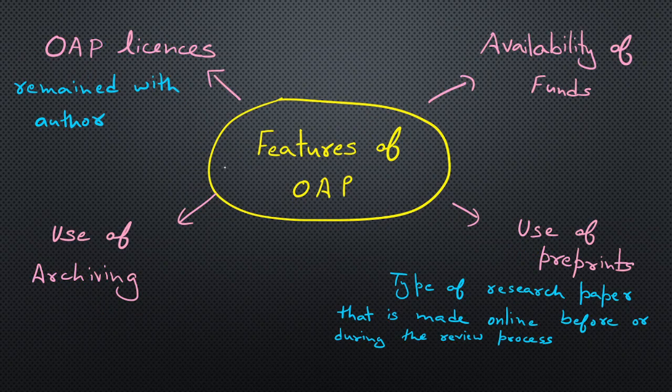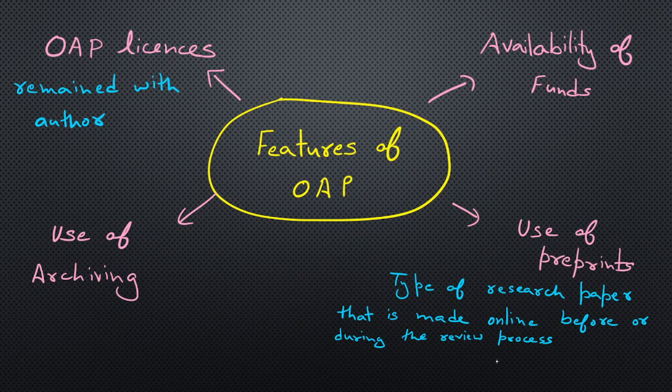Now we'll look at the features of open access publications. So open access publication license remain with the author, so author can use the images which he used in his published research when he required them in his future research. Availability of fund is there. It uses preprints.